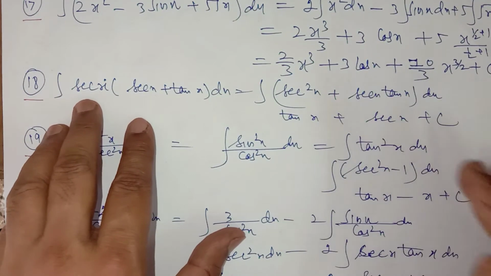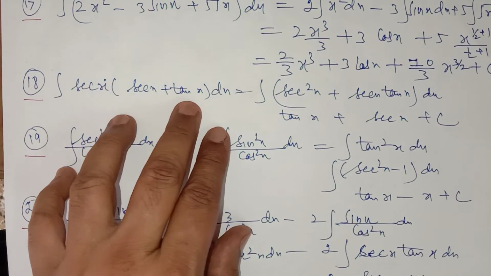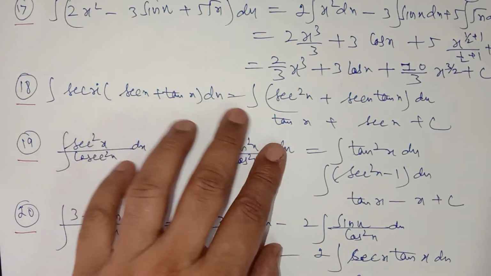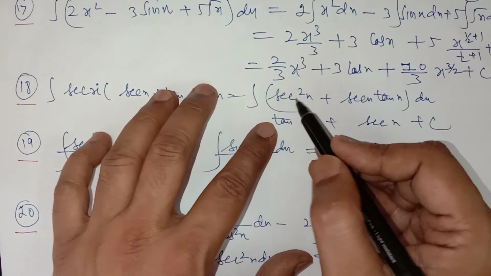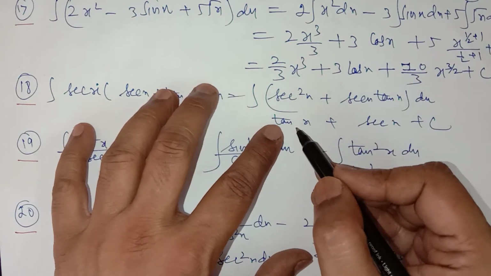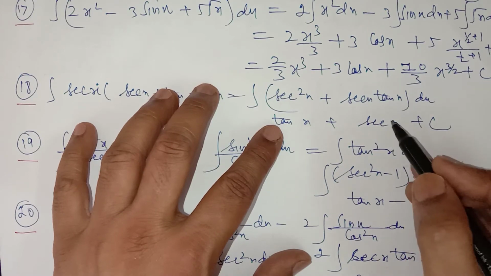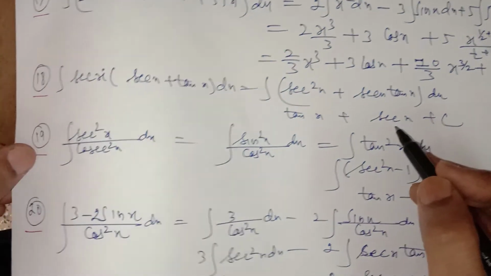Question number 18, it is sec x into sec x plus tan x, multiply and open the bracket. It will become sec square plus sec x into tan x, and you know the integration of sec square is equal to tan x. You know the integration of sec x into tan x is equal to sec x.